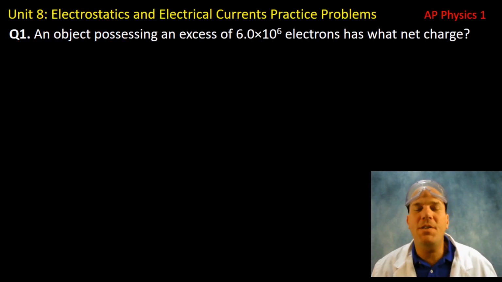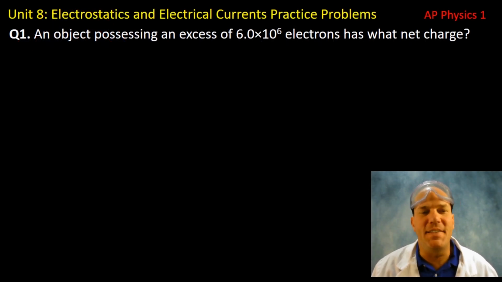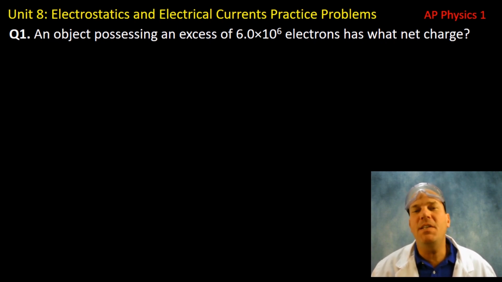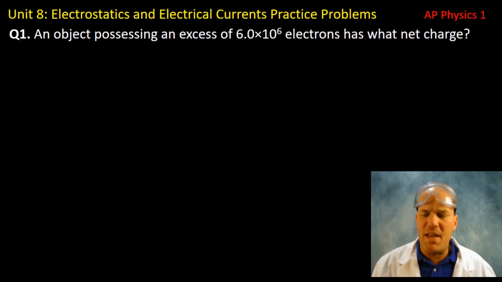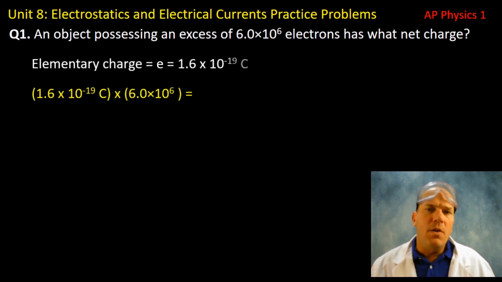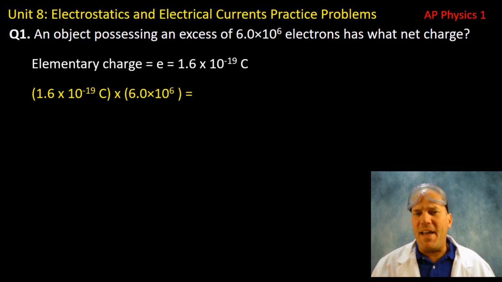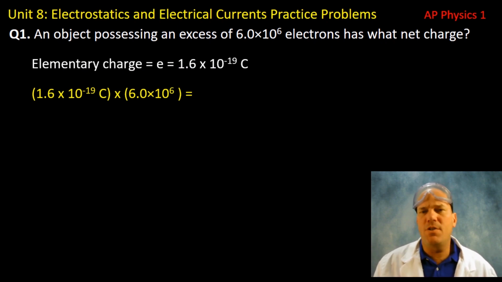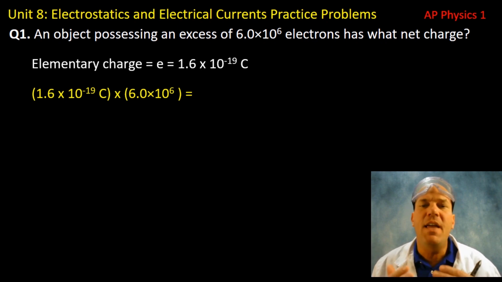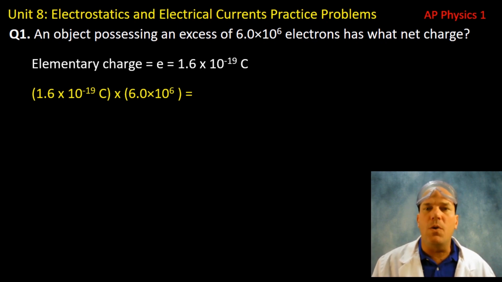All right, this is question 1 on Unit 8. An object possessing an excess of 6.0 times 10 to the 6 electrons has what net charge? Recall from the preceding facts that the elementary charge is 1.6 times 10 to the negative 19th coulombs.